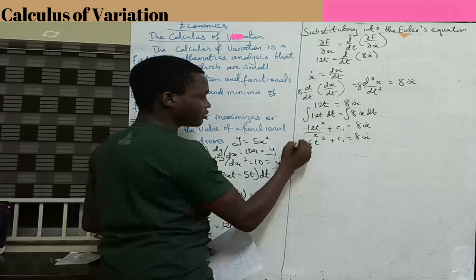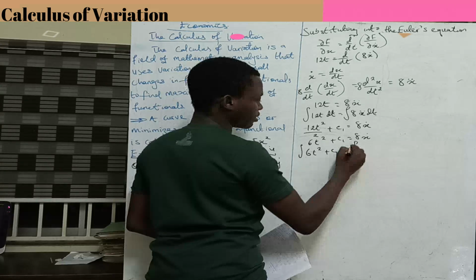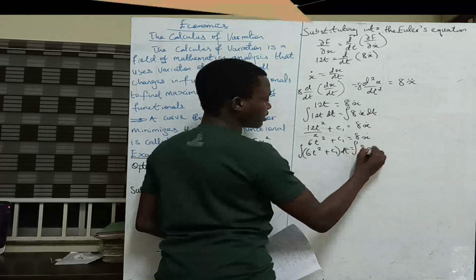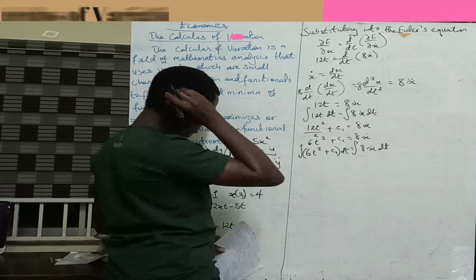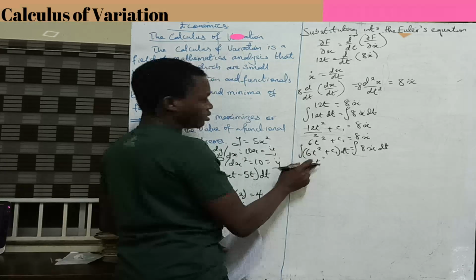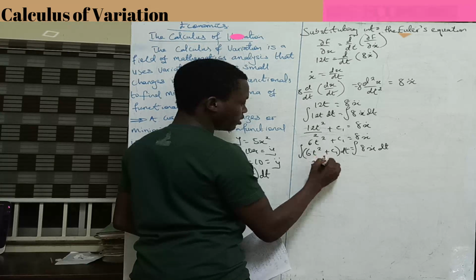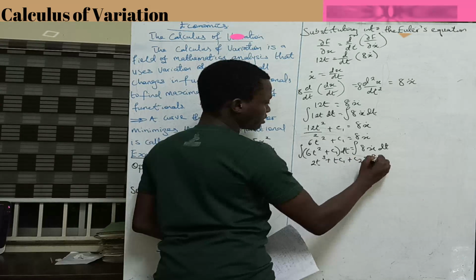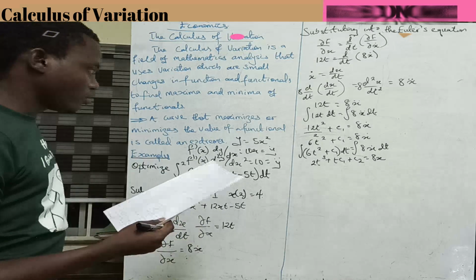But we want just x, so integrate again. Integrate 6t squared plus c1 dt equals the integral of 8x dot dt. So this will become 2 plus 1, 3. 6 divided by 3 is 2. So you have 2t raised to power 3 plus tc1 plus c2 equals 8x.